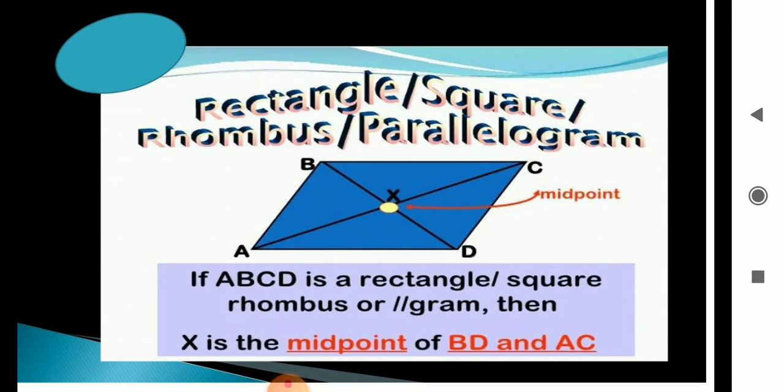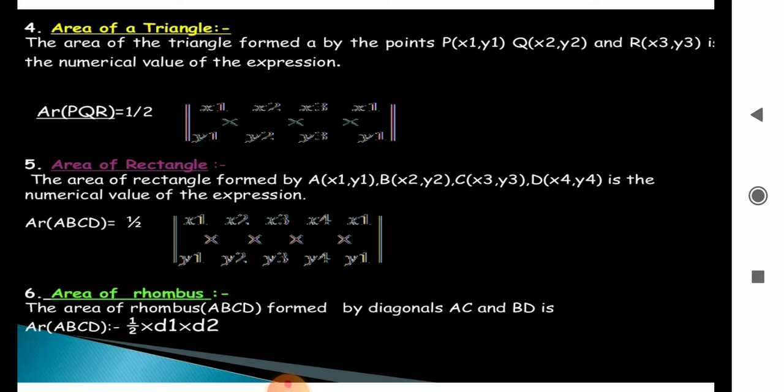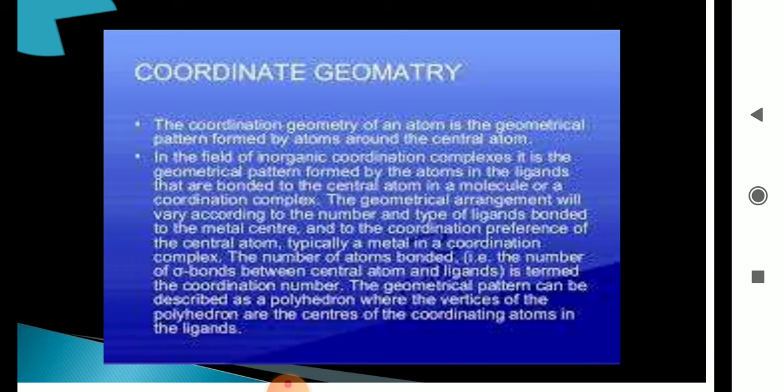Similarly, you can use this formula for rectangle, square, rhombus, parallelogram, because you can divide the parallelogram into 2 triangles. In that condition you can find the area of the 2 triangles and add them, then you will get the area of the parallelogram. And in coordinate geometry, there is a very small introduction given.